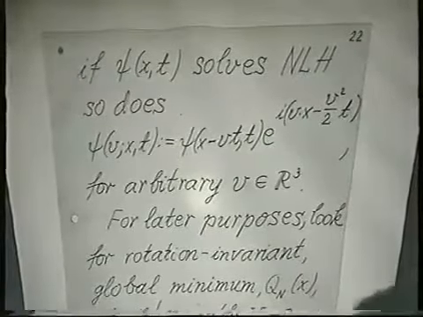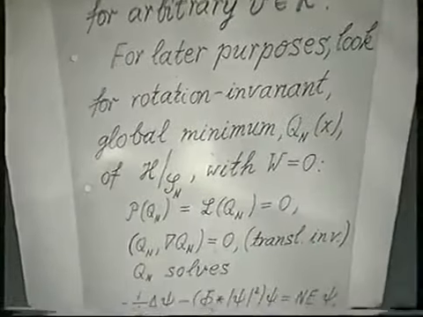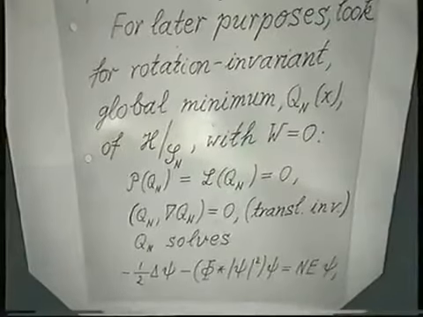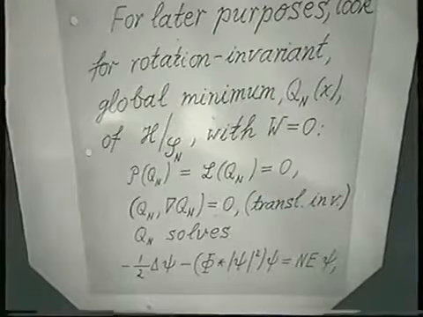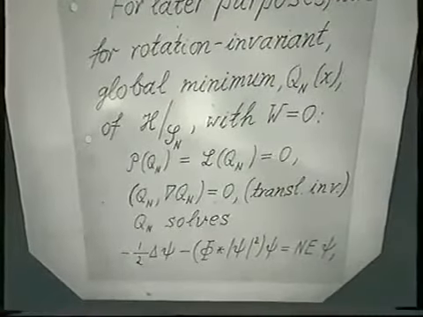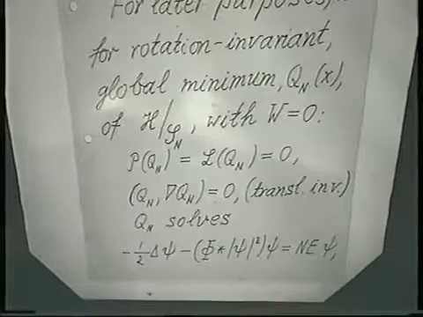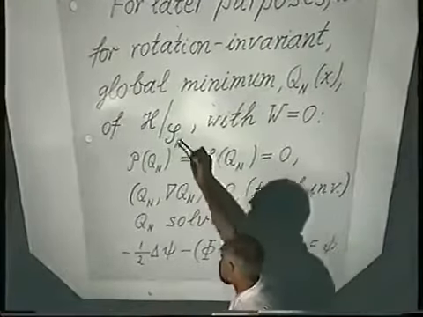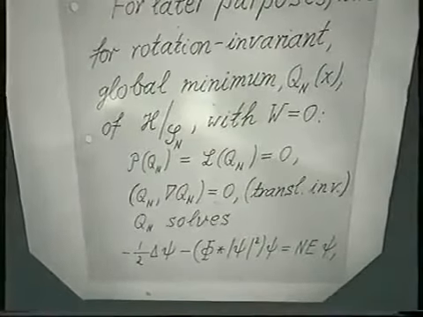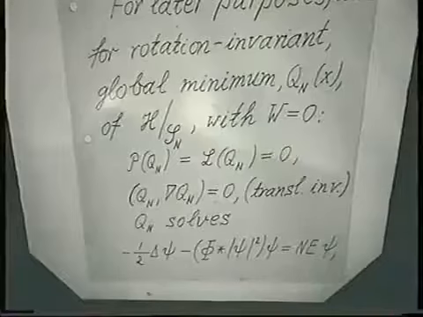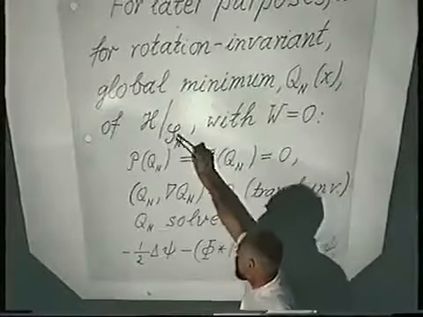Now, for later purposes, namely for the purpose of understanding how nonlinear Hartree manages to reproduce Newtonian mechanics, I now want to look at minimizers of the Hamilton functional for a fixed value restricted to these spheres S_n. So in fact, I'm looking at rotation invariant global minima of the Hamilton functional restricted to such a sphere S_n with external potential W set to 0.